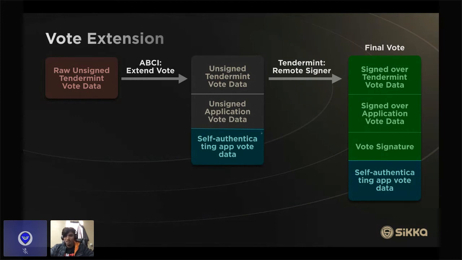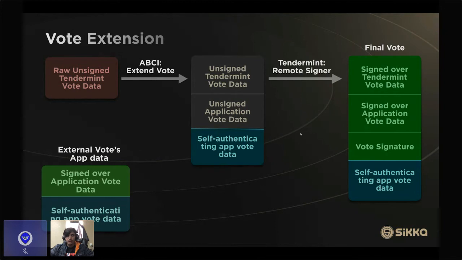So you may be wondering, what is this authenticating app vote data? Essentially, you can have the application add something to a vote which doesn't need an initial signature. This is a complex detail that comes up for certain things like threshold decryption, where you want batch optimizations later.